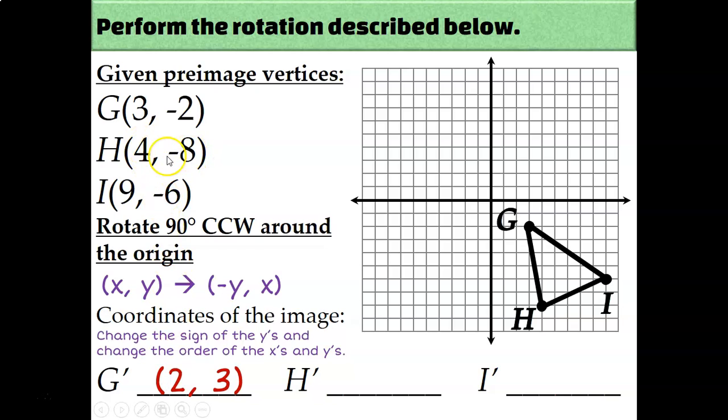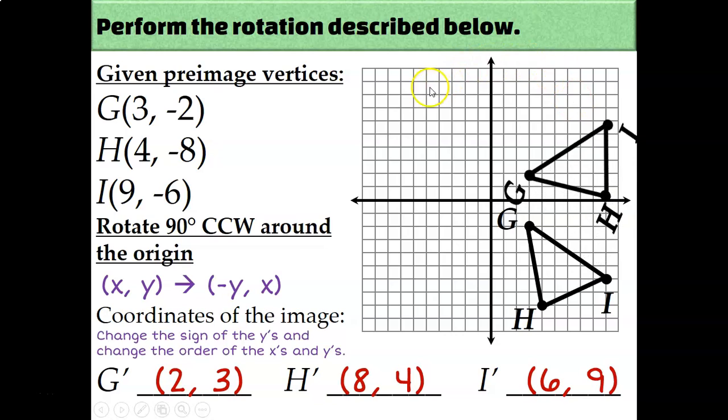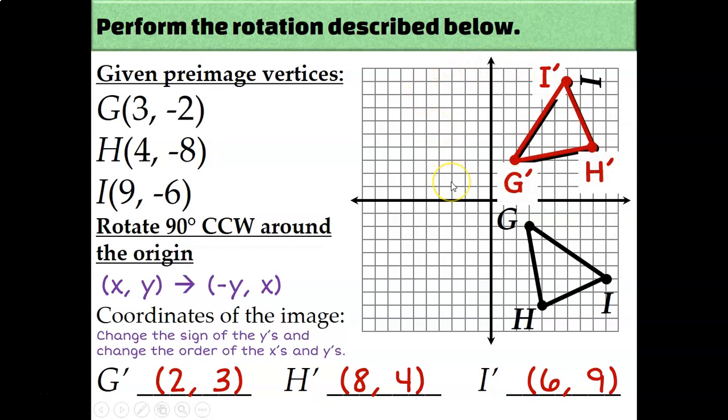Same idea for H. The y value is already negative, so if I need to make it negative, that's a negative negative, so it's a positive. And then switch around the order, so H prime is (8, 4). And same thing for I, make the y value negative and change the order. So performing this transformation, I would rotate 90 degrees counterclockwise and get these points for my image.